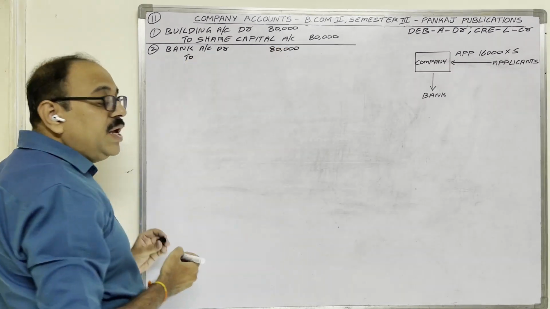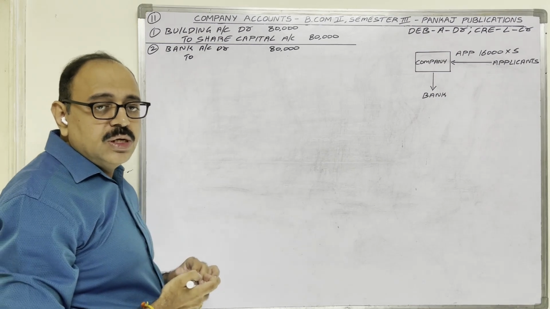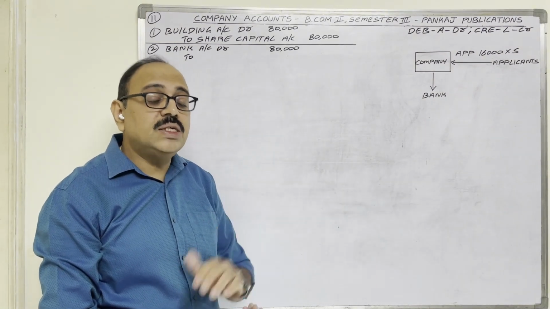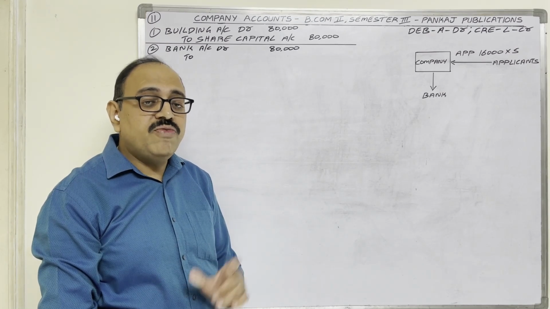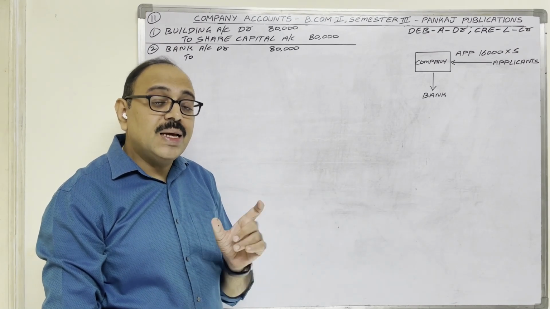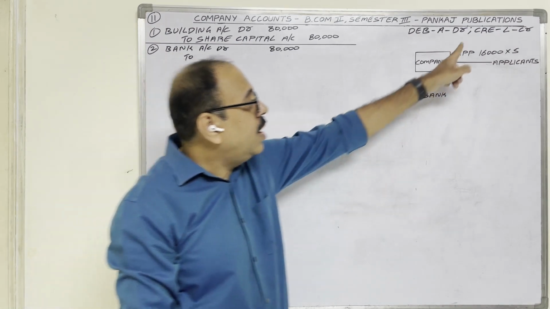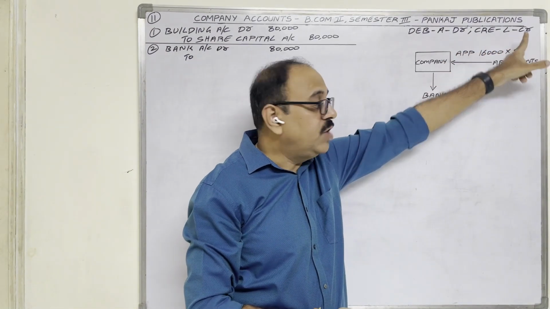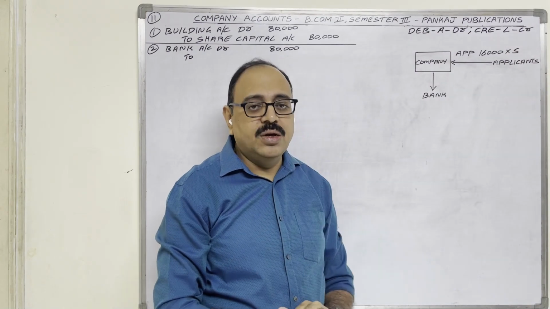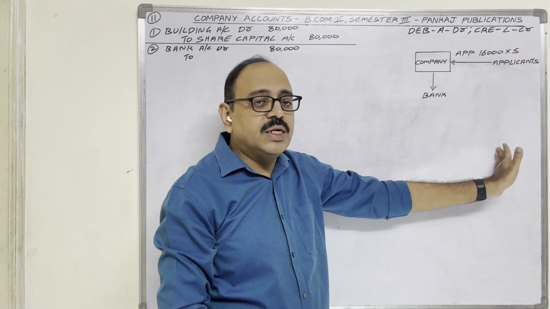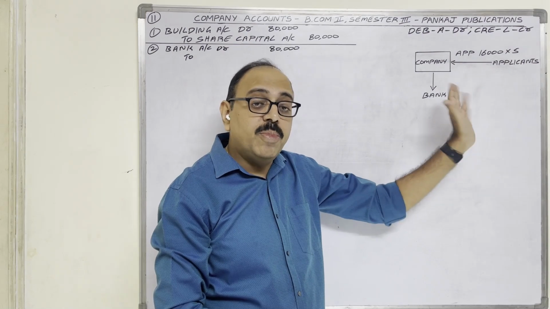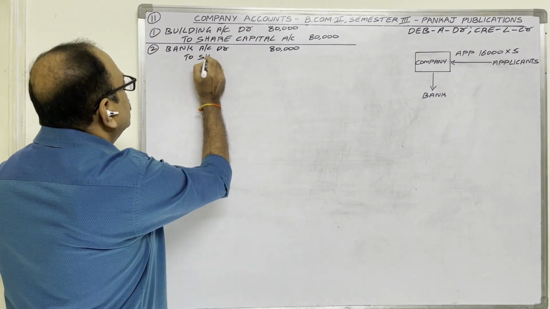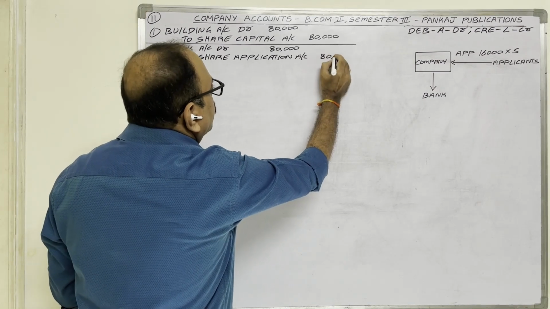Applicants paid this 80,000 rupees. The company is taking a loan from them. In future, the company should return this 80,000 rupees to them. So for 80,000, applicants are creditors. A creditor is a liability. A liability shows a credit balance. Therefore, we have to credit the applicants' names. Instead of writing all applicants' names, we write share application account. To share application account, amount same, 80,000 rupees.